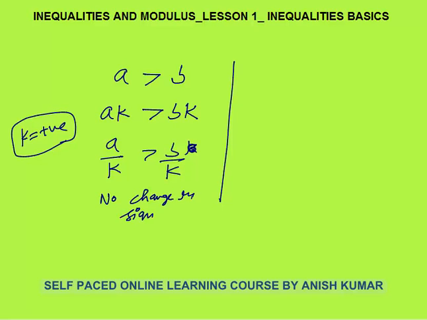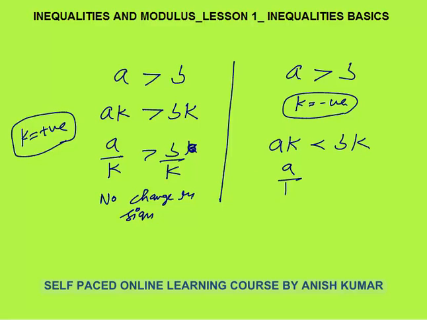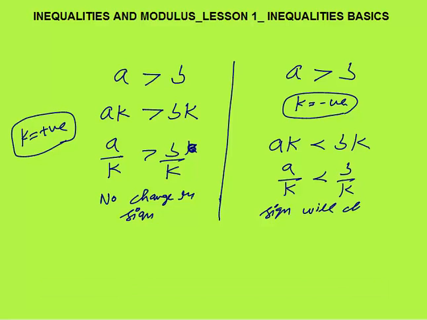Whereas if A is greater than B and K is negative, and you multiply or divide by a negative number, AK will be less than BK, and A by K will be less than B by K. The sign of inequality will change. So that's the summarization. Multiply or divide by a positive number, no change in the sign of inequality. Whereas multiplying or dividing by a negative number, the sign of inequality will change. What about addition and subtraction?